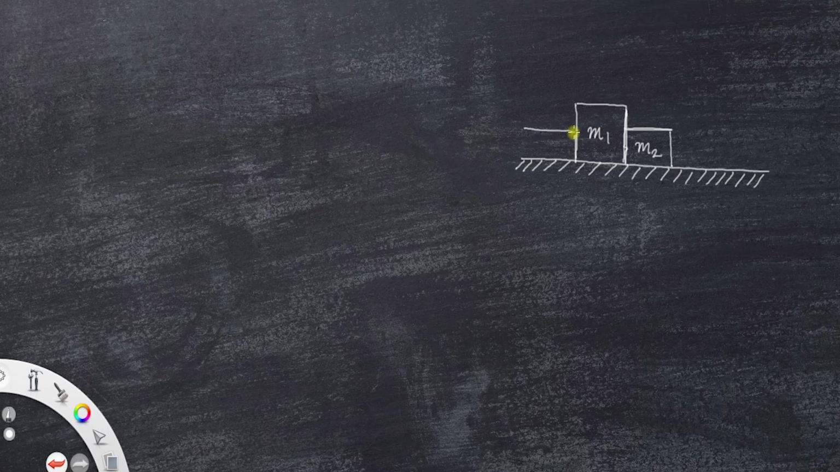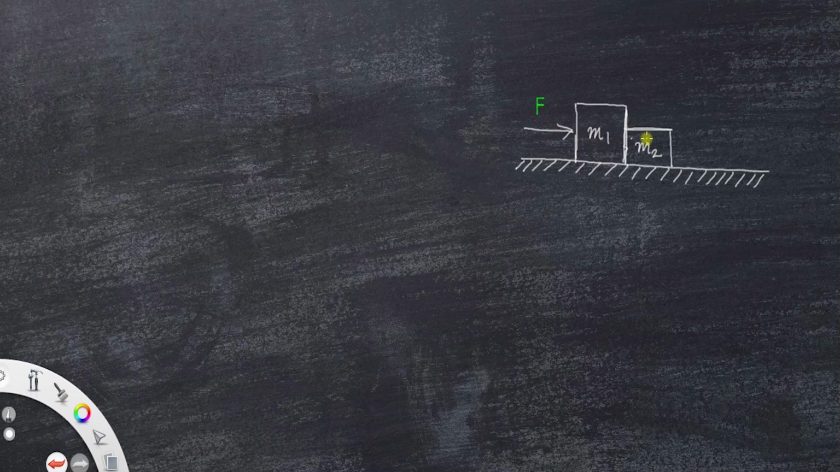Suppose I apply a force F1 or let's say F on the left side, on the mass m1, that is on the left hand side. Now, the first point we have to notice is that both of these masses have the same acceleration. Whatever be the acceleration of m1, that will be the acceleration of m2. Because both these masses are connected, we cannot say both these masses move with a different velocity. Clear?